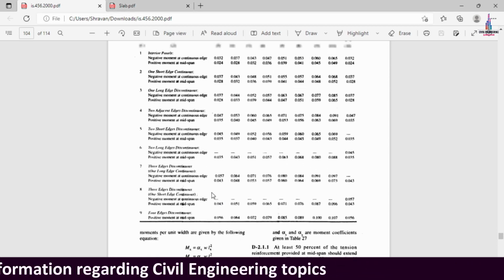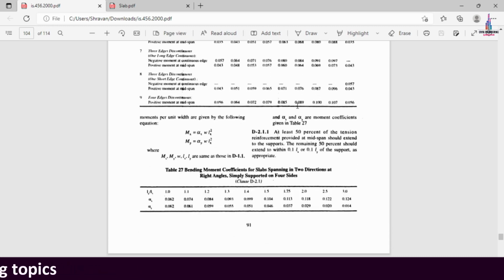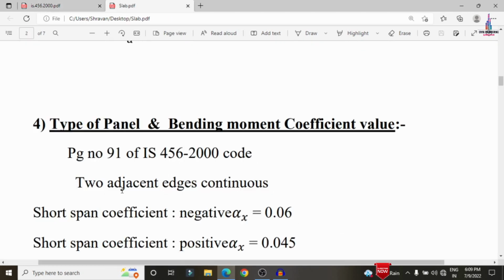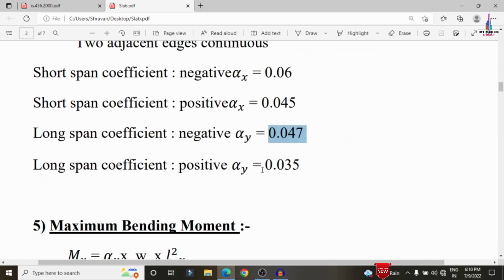Please see the shortest span coefficients, and again the bending moment coefficients for the slab spanning in 2 directions at right angles, simply supported on the 4 sides. These are the factors we considered for this slab. From table number 26, I consider the negative alpha x as 0.06 and the positive coefficient as 0.045, the long span negative coefficient as 0.047, and the positive alpha y as 0.035.